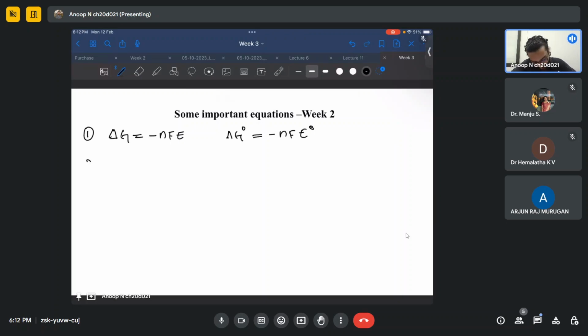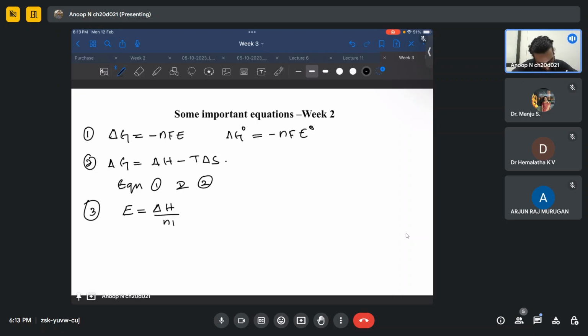Then from thermodynamics, we can write delta G is equal to delta H minus T delta S, right? Is it fine? So when we combine equations 1 and 2, what will we get? We'll get an expression. We can write delta E is equal to delta H by NF plus T dou E by dou T at constant pressure.